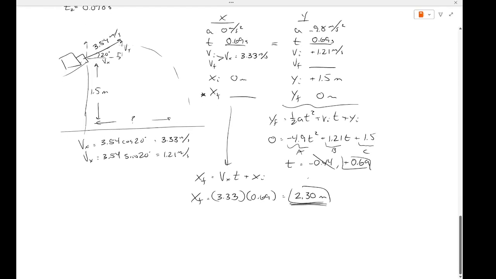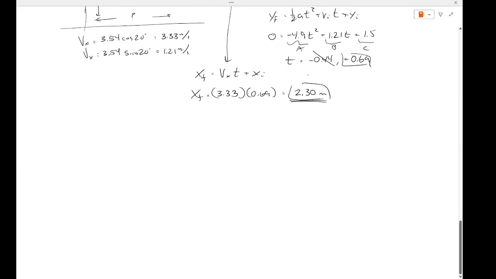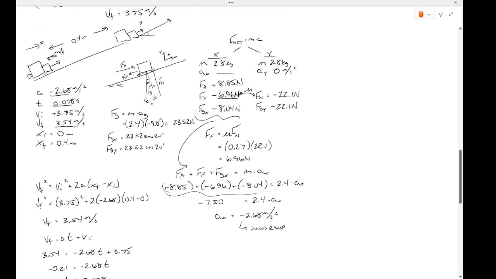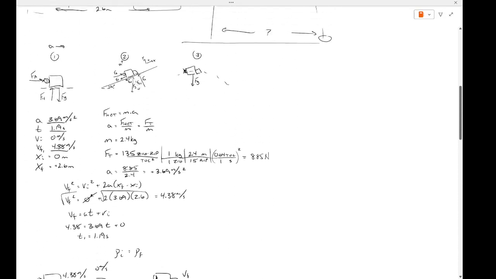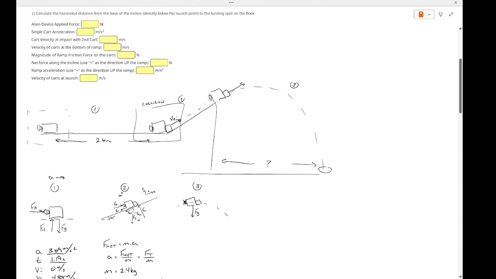But wait, we got one more thing we waited till the end to do. I'm going to set up my position-time and my velocity-time graph. The way we decided to do position was to consider this whole length of this problem x. So the x direction changes. X is up the ramp, x is this way, and then x is that way again, right?